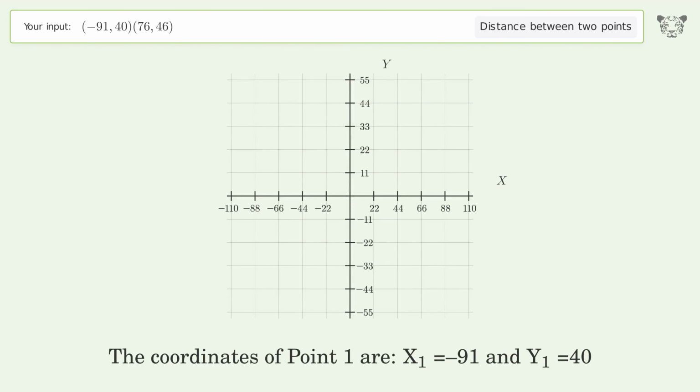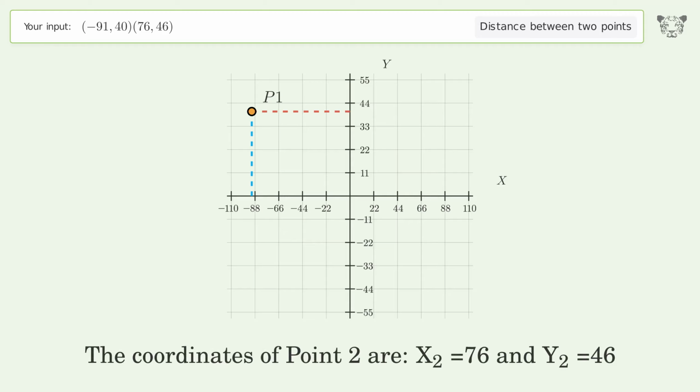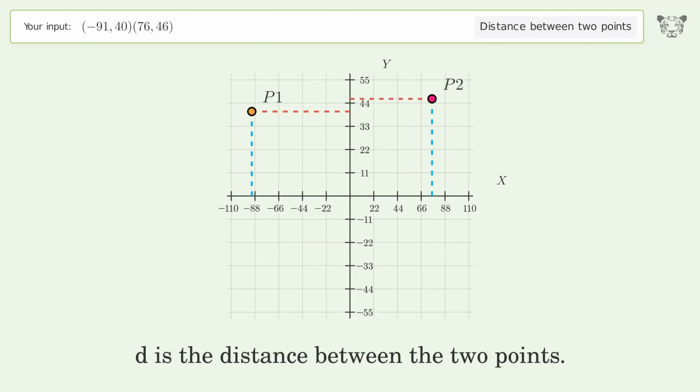The coordinates of point 1 are x1 equals -91 and y1 equals 40. The coordinates of point 2 are x2 equals 76 and y2 equals 46. D is the distance between the 2 points.